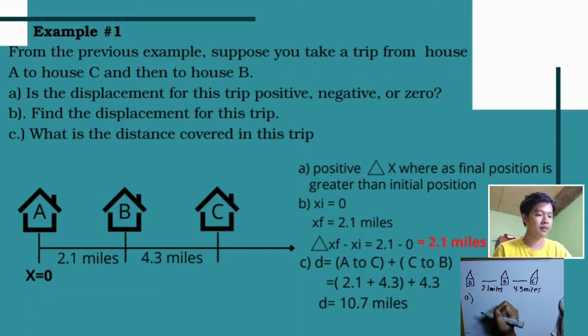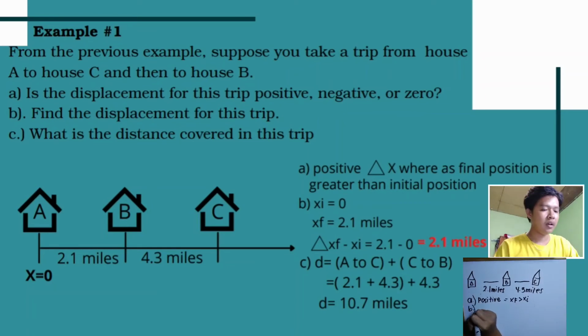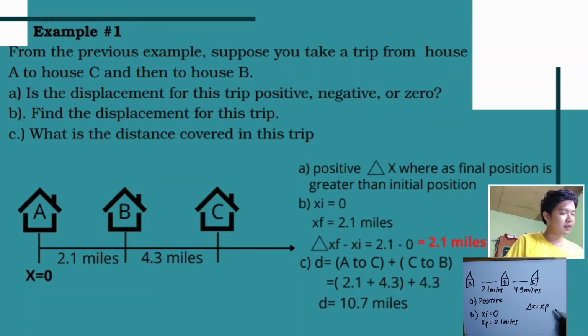So, positive. Why? Because final position is greater than initial position. So, let's move to letter B. On letter B, initial position is equal to 0 and final position is equal to 2.1 miles. Then, let's compute it. So, final position minus initial position. So, 2.1 miles minus 0 is equal to 2.1 miles.